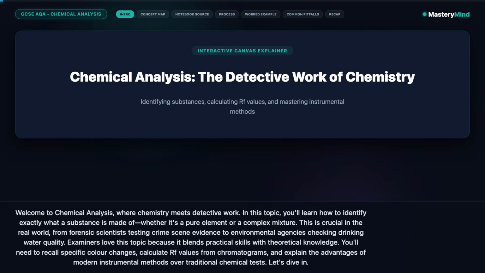Welcome to Chemical Analysis, where chemistry meets detective work. In this topic, you'll learn how to identify exactly what a substance is made of, whether it's a pure element or a complex mixture. This is crucial in the real world, from forensic scientists testing crime scene evidence to environmental agencies checking drinking water quality.